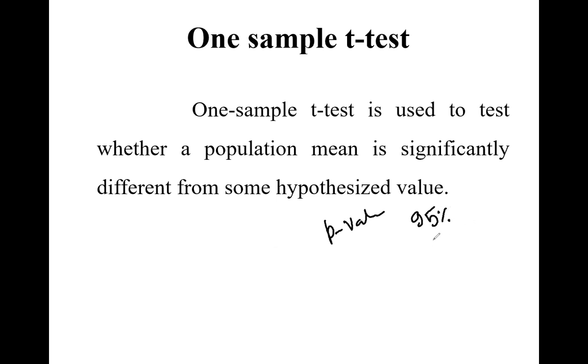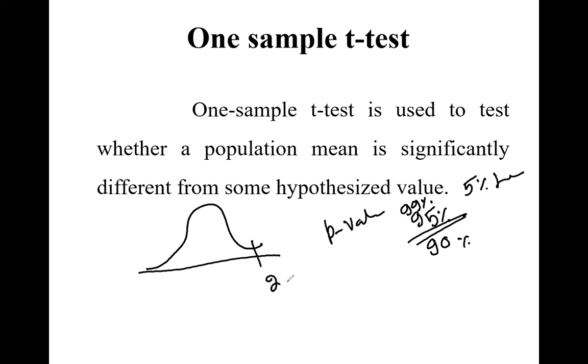We check the level of significance, 90%, 95% and 99%. Generally in social science we check the significance level at 5%. 5% means, on our normal distribution curve, 2.5% in the lower tail, 2.5% in the upper tail. So 5% means it is two-tailed.